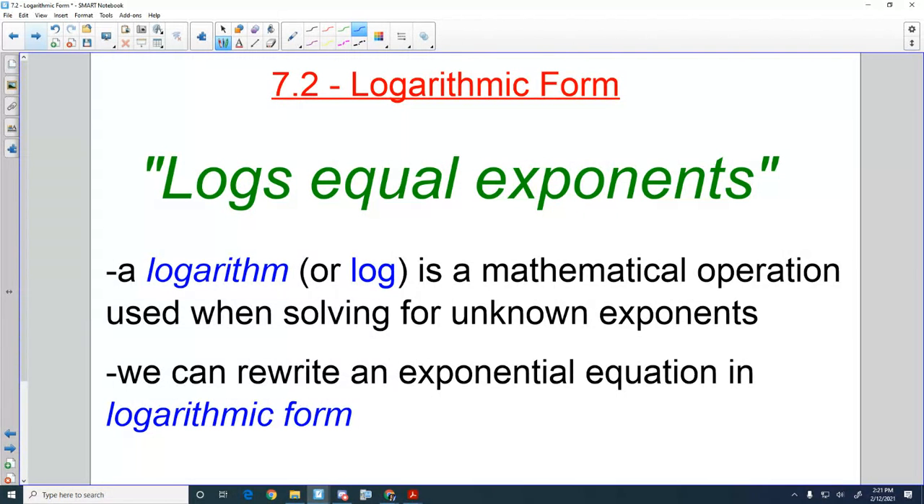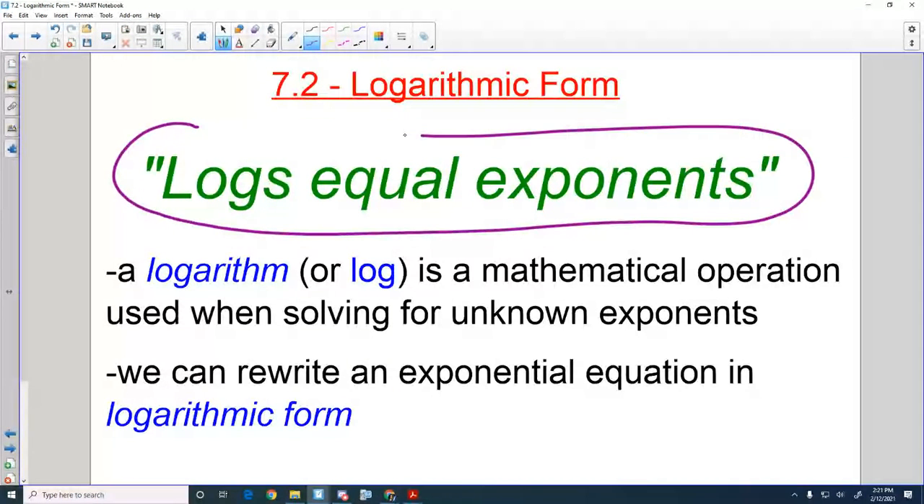Now, the best way to think of this, that's why I have it written up here in jumbo letters, is logs equal exponents. A logarithm is equal to an exponent. Now, the way we use a log, it's okay if you don't get this all down. The main thing I want you to write is this giant thing up here in green letters. In your notebook, write down logs equal exponents. I'm going to keep on referring to that throughout the lesson and throughout the next couple weeks.